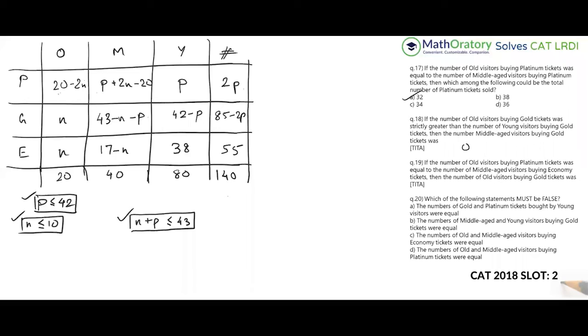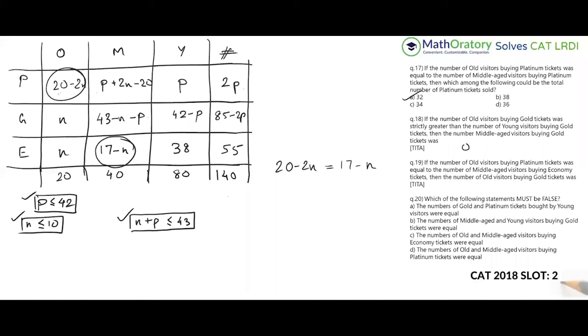Okay, 19 says, if the number of old visitors buying platinum tickets was equal to the number of middle-aged visitors buying economy tickets. So old visitors buying platinum tickets, that is 20 minus 2N, is equal to the number of middle-aged visitors buying economy tickets. So middle-aged buying economy tickets is this 17 minus N. So these two are equal, right?